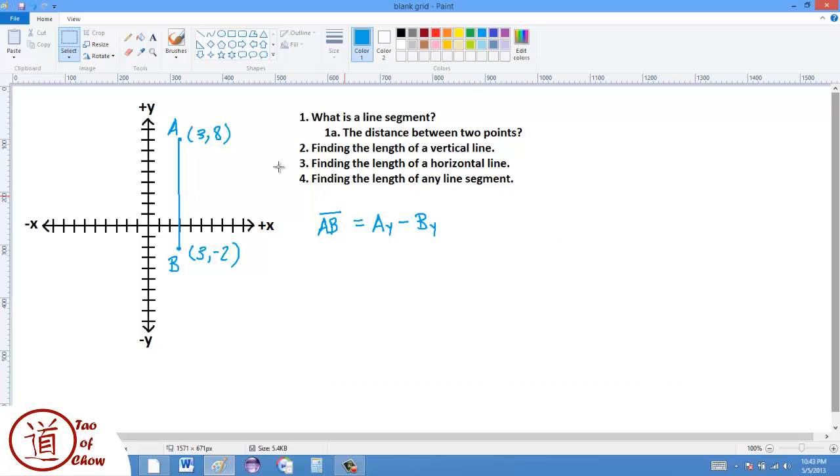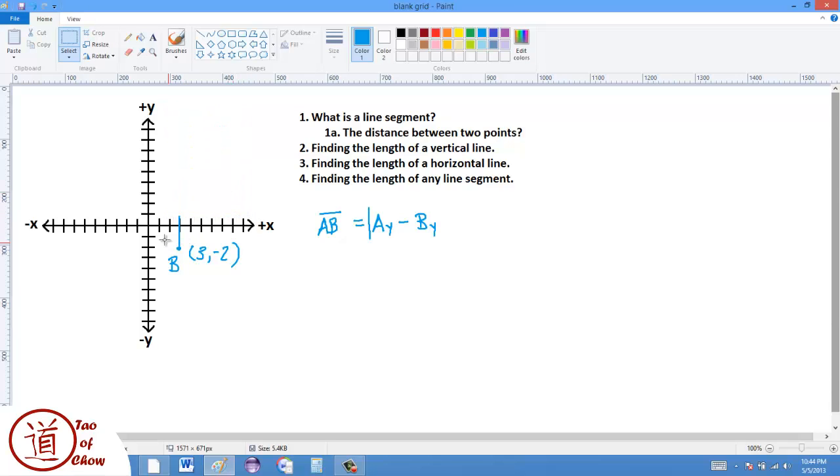So what I'm going to do is say that this is actually just the absolute value of A y minus B y, and then it won't matter where I put A or where I put B. If it became negative 10, then the absolute value sign would mean that it becomes positive 10, and so we're really just looking at the positive value all the time. This is how you find the length of a vertical line segment. Now, if this were horizontal, it would be exactly the same thing. So let's take a look at that.